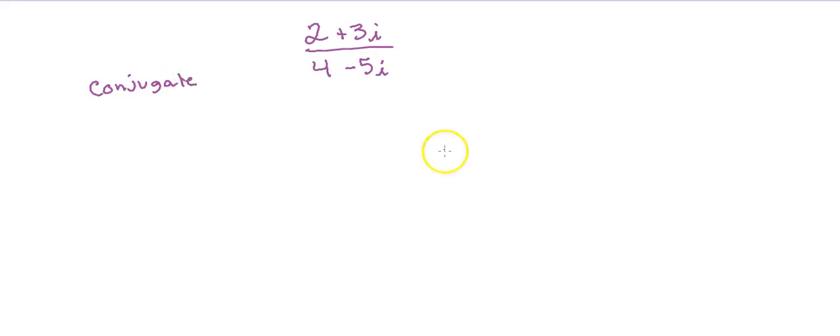The last thing we're going to talk about is dividing complex numbers. For example, if I want to divide 2 plus 3i by 4 minus 5i. This is the most complicated of the processes. You're actually going to use the conjugate. Remember, conjugate, same numbers, but opposite operation. And so you're multiplying by the conjugate of the denominator.